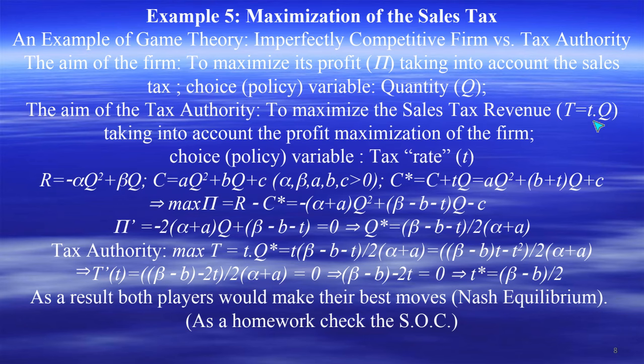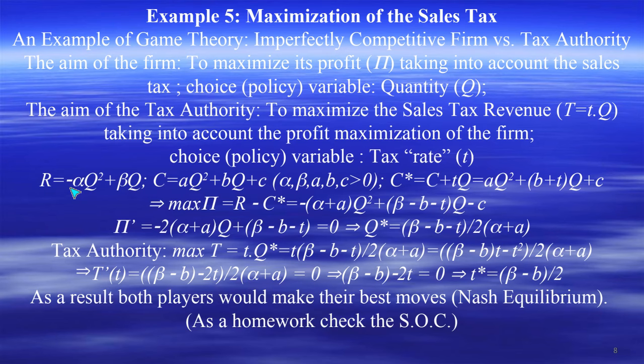All right, then taking into account the profit maximization of the firm. So you see the game. The choice variable or the policy variable of the tax authority is the small case t, which is per unit tax. Great.